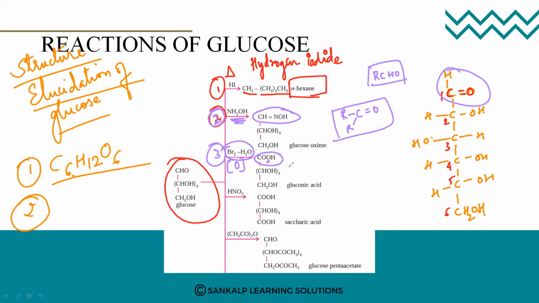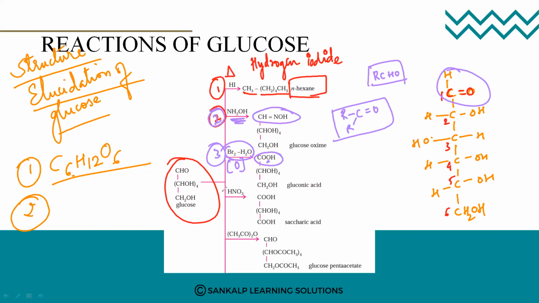So when glucose undergoes oxidation with bromine water, it gives gluconic acid, which has six carbon atoms. Again, the carbon atoms remain the same. There are six carbon atoms. This indicates that the carbonyl group is an aldehyde group. Fine. So this is our third test.